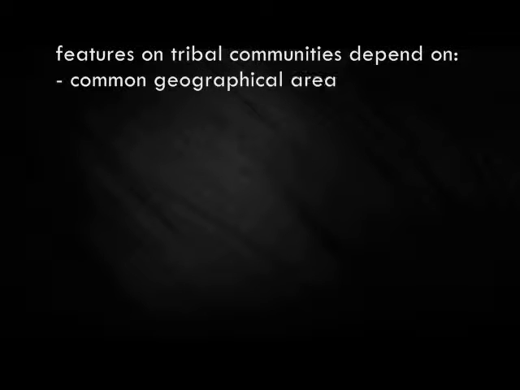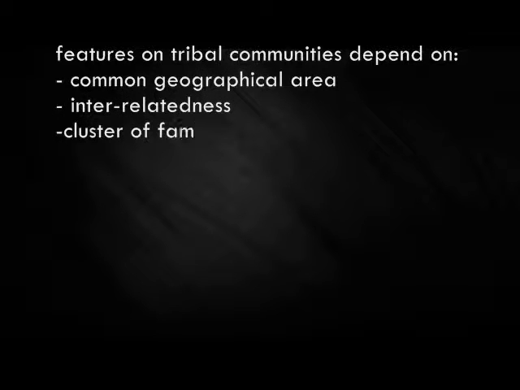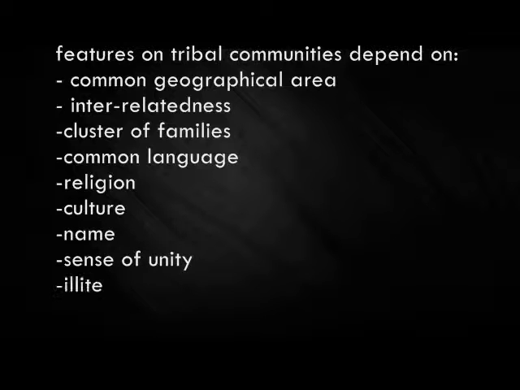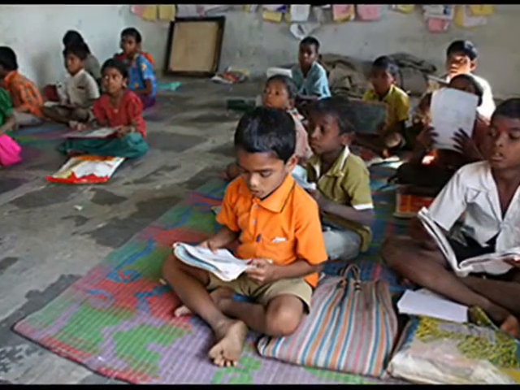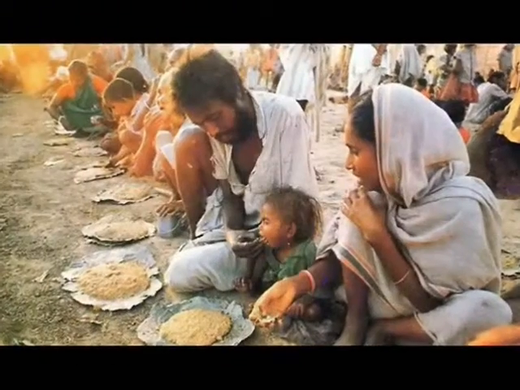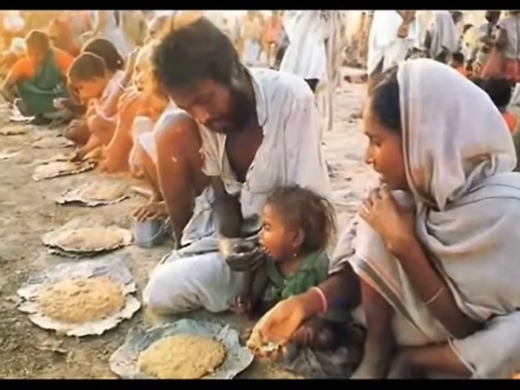Features of a tribal community depend on a common geographical area, interrelatedness, cluster of families, common language, religion, culture, name, sense of unity, illiteracy, and self-contained nature. Even though various articles are provided for tribals under the Indian Constitution, still their rights are being violated, and they are discriminated against and treated as untouchables.